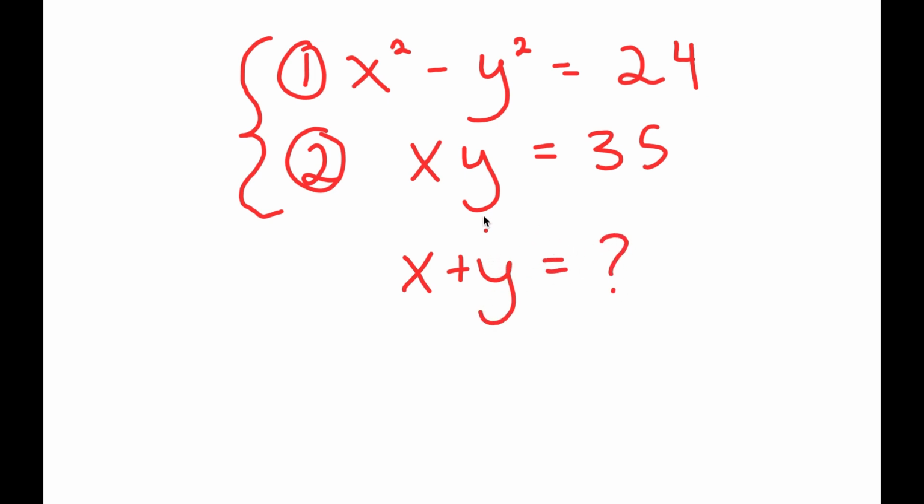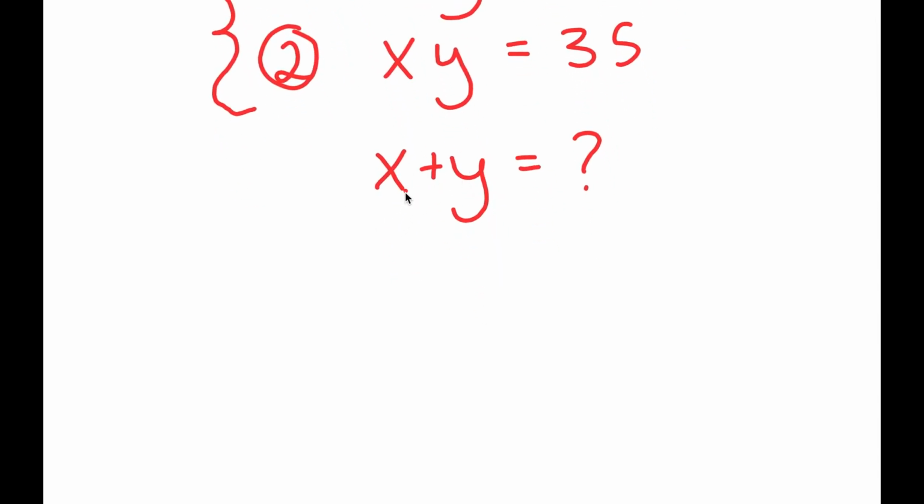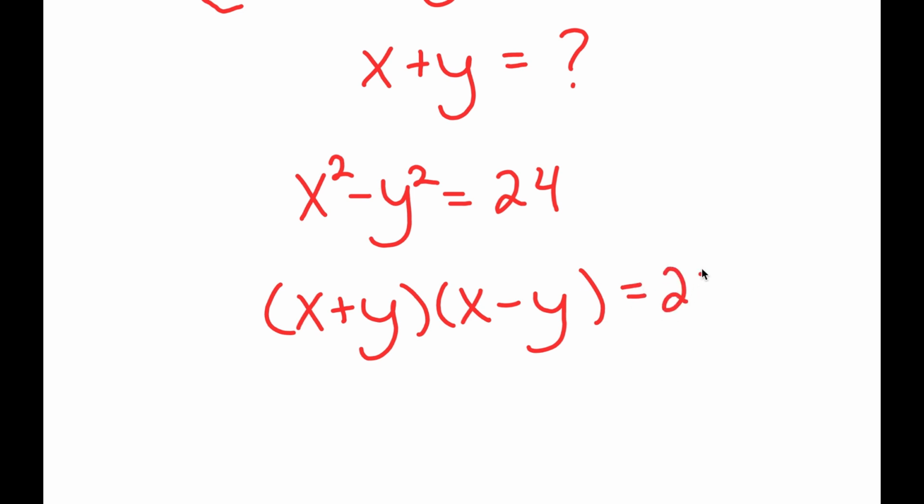So to do that, I'm going to use my first equation first. I'm going to start with that. I'm going to rewrite this as x plus y times x minus y is equal to 24. Because if I have something in the form a squared minus b squared, it's equal to a plus b times a minus b.